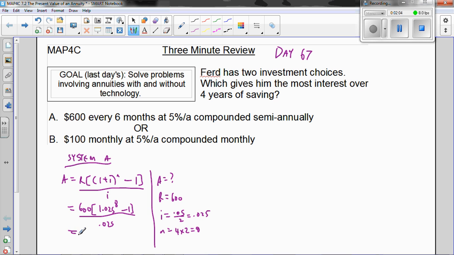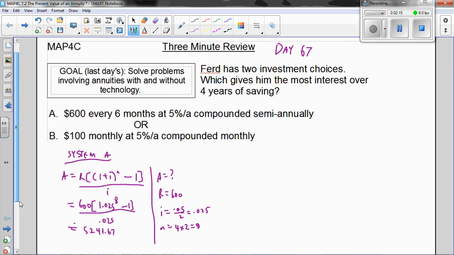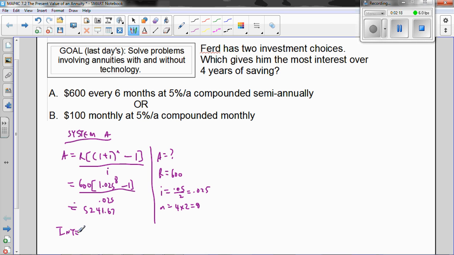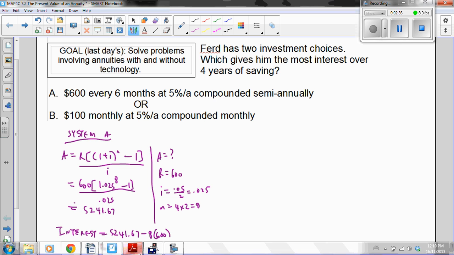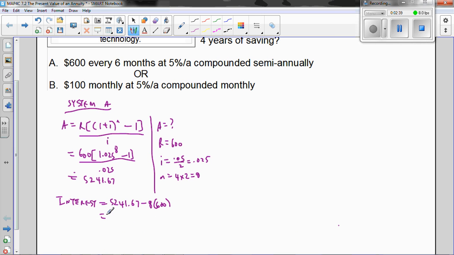Ferd will have how much at the end? $5,241.67 about. And then the interest, remember, is the total at the end, subtract what came out of his pocket, right? And he had 8 payments of $600, which is around $441 of interest. That's pretty good. Out of thin air, Ferd earns over $400 in interest.